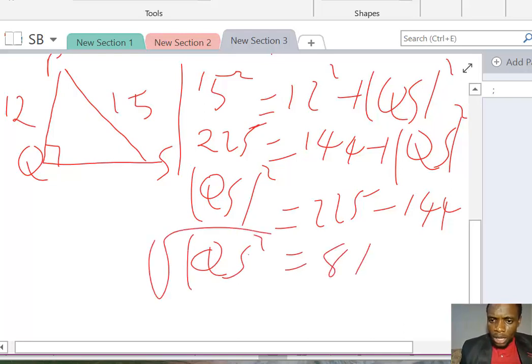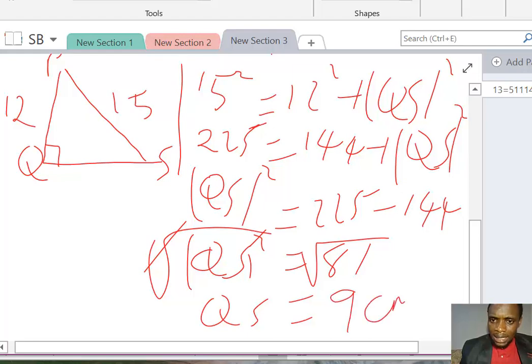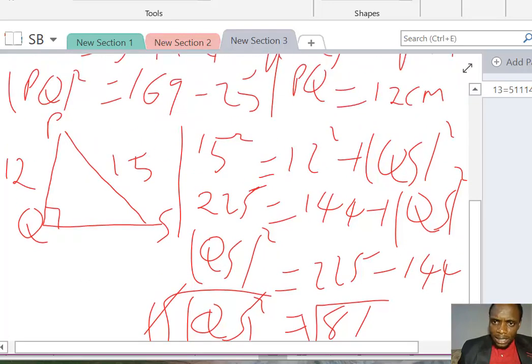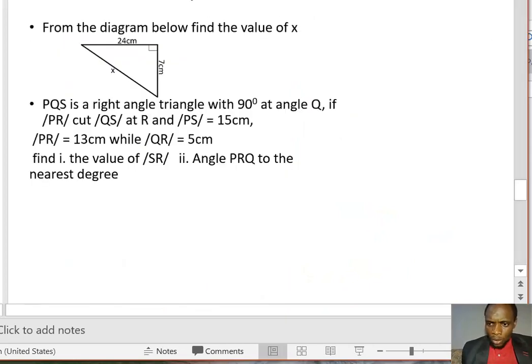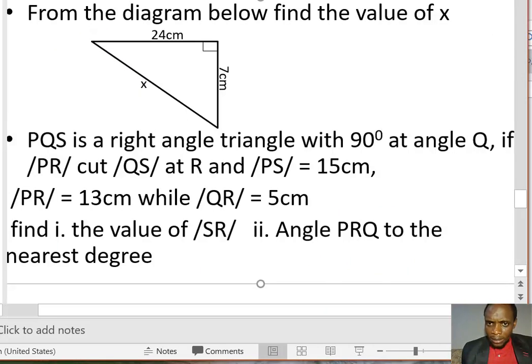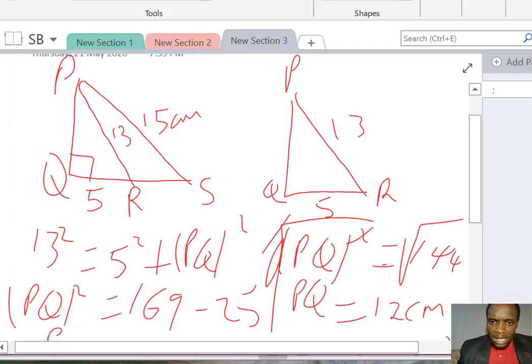So when you find the root of both sides, QS is going to be equals to 9 centimeter. Don't forget, we are interested in SR. We are to find SR according to the question. The question says find SR. So that is what we are interested in, SR.